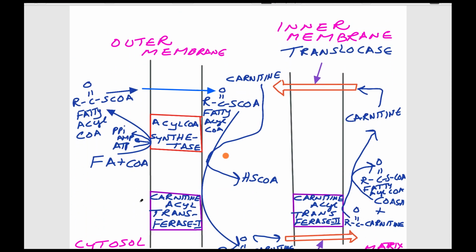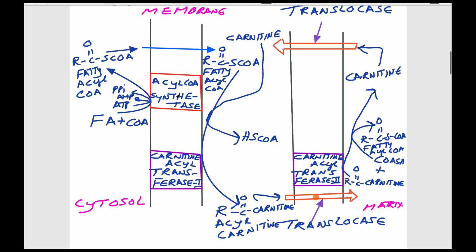Diagrammatically, we have explained here: this is cytosol, this is the outer mitochondrial membrane, and this is the inner mitochondrial membrane. At the outer mitochondrial membrane, there is acyl CoA synthetase and also carnitine acyl transferase enzyme 1. In the inner mitochondrial membrane, carnitine acyl transferase 2 and also translocase enzymes. That means the carnitine shuttle system consists of CAT1, CAT2 and translocase.